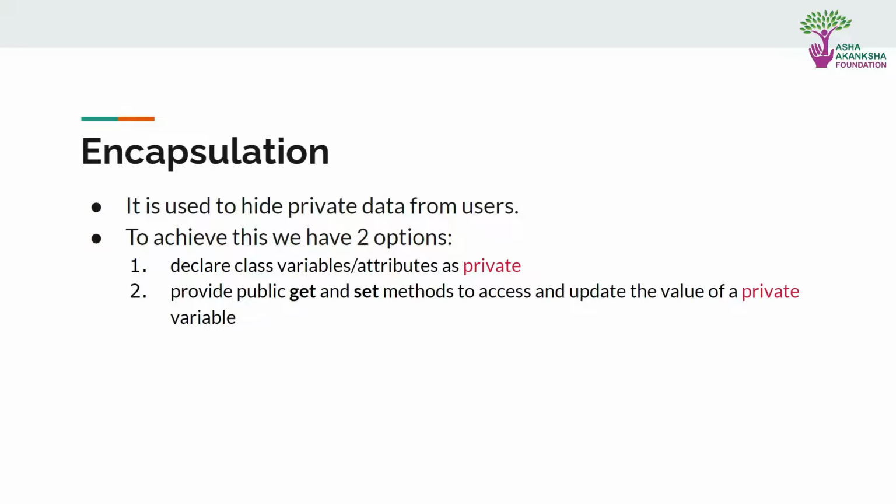Then comes encapsulation. So what is encapsulation? It is basically hiding of our data. We use it to hide private data from the users. We do this by declaring the class variables or attributes as private, and then we provide public get and set methods to access and update the value of a private variable.